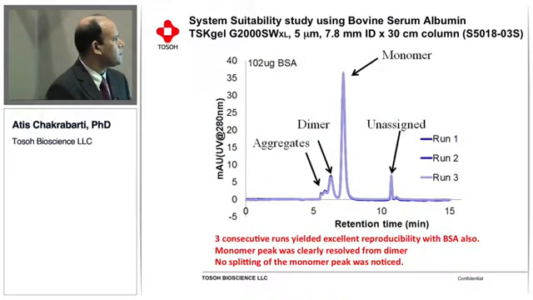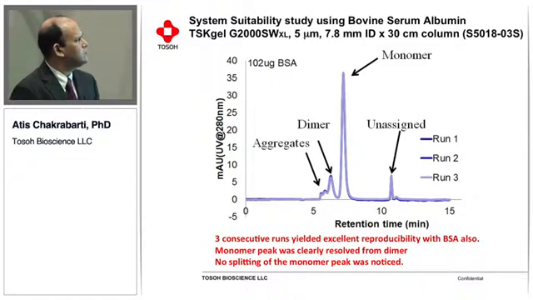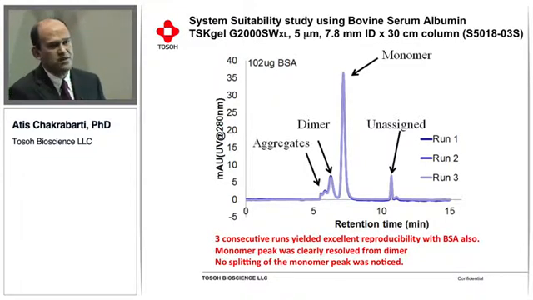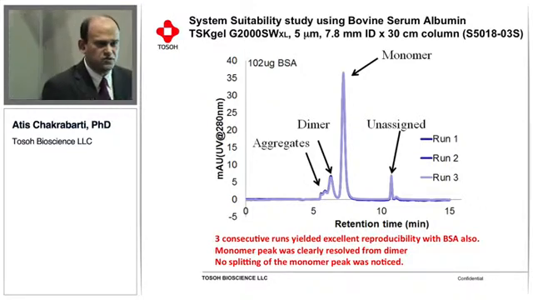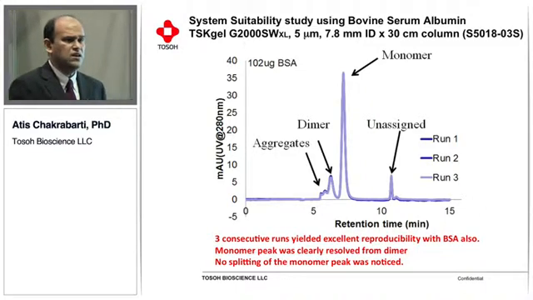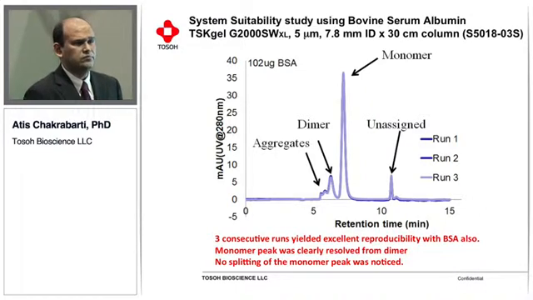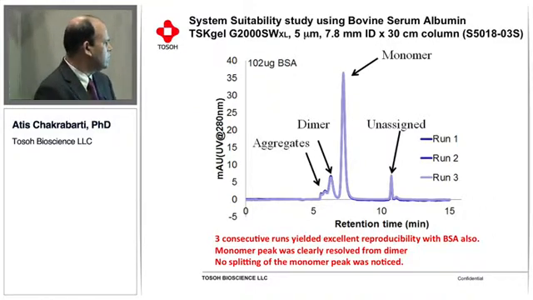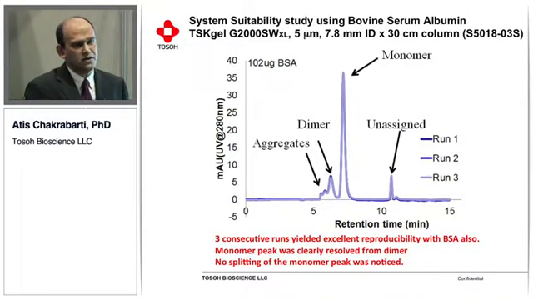Next, please. Now, this is again about the BSA, but with a different column, just to show that it is extremely reproducible with the G2000SW column, and the G2000SW column is also very useful for the separation of protein monomer, dimer, and trimer for consecutive runs. Also, no splitting of the monomer peak was noticed.